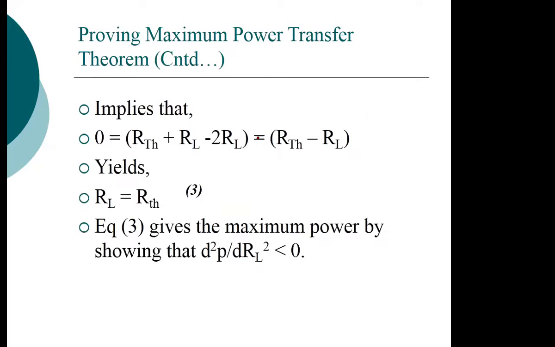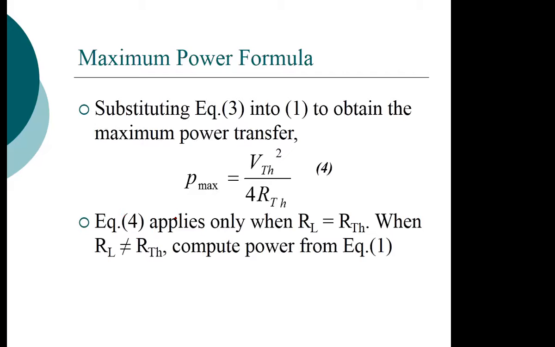You don't need to prove it. But it can be shown that this happens when R Thevenin is equal to R error, where we get maximum power transfer. Don't worry about the proof. So what it now means is that at the condition of maximum power transfer, the maximum power will become V Thevenin squared over 4R Thevenin.